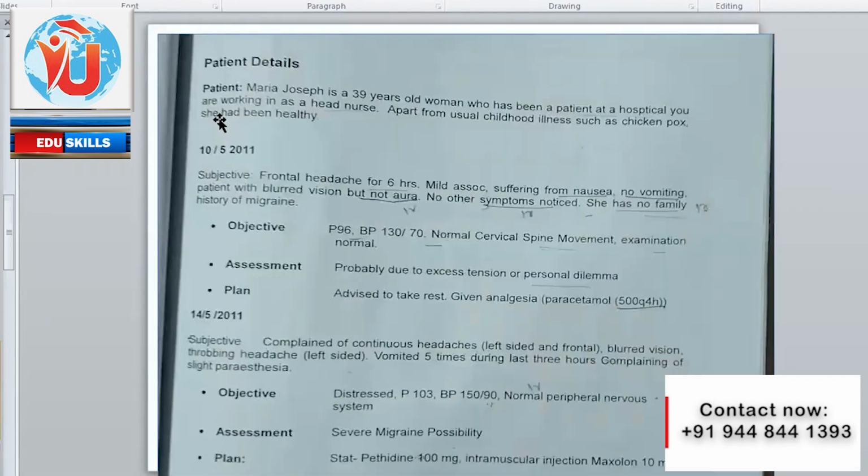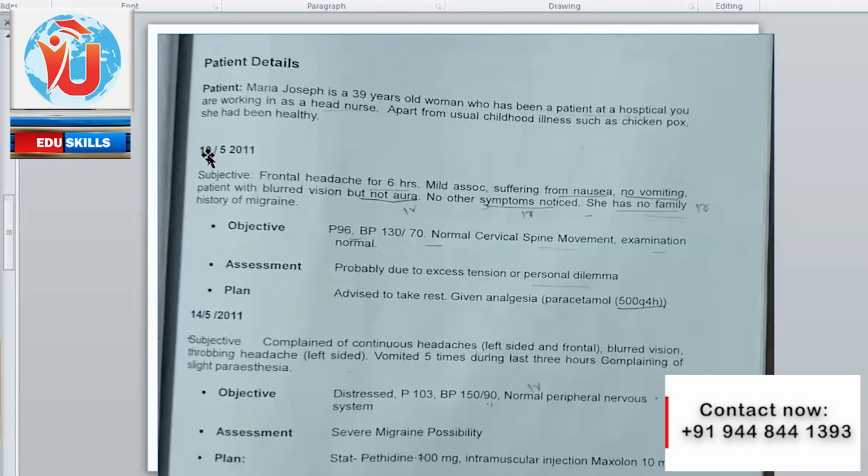Then start from the beginning. Our patient is Maria Joseph, a 39-year-old woman who has been a patient at your hospital. You are working as a head nurse. Apart from the usual childhood illnesses such as chickenpox, she had been healthy. See, in these case notes, there are many dates. All the dates are given in chronological order. So it's a small case note and you won't find much difficulty dealing with it.